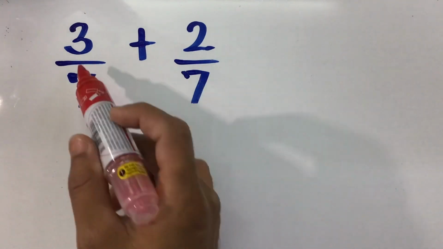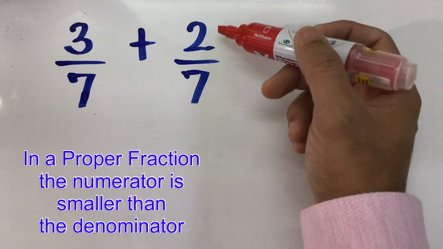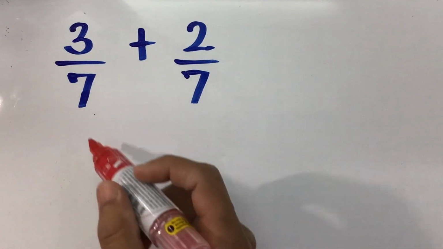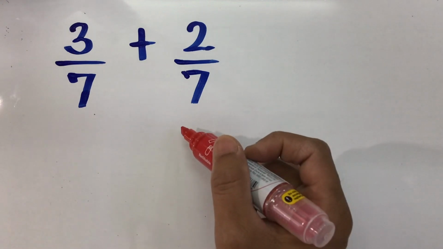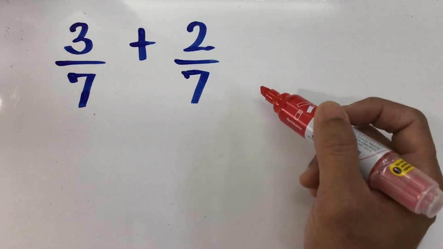Both 3 over 7 and 2 over 7 are proper fractions because the numerator is smaller than the denominator in both the case. Let us now see how we could add these two proper like fractions. You could arrive at your answer in just one step.